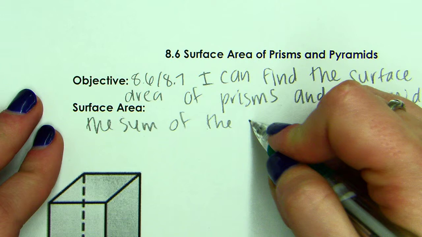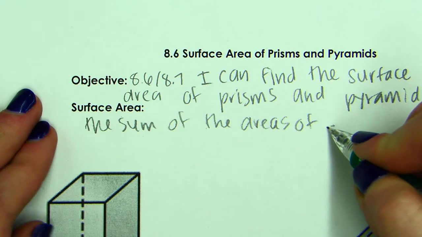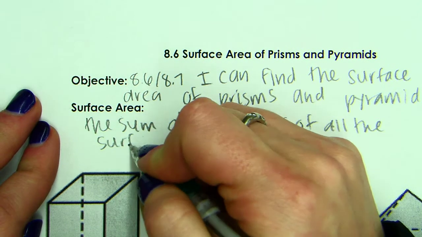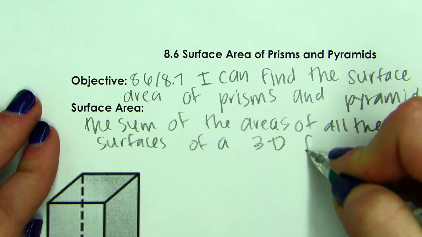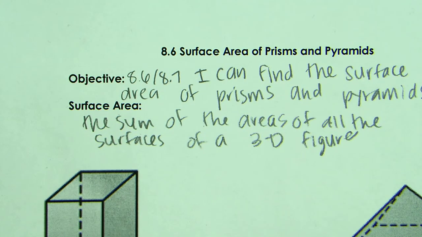of the areas of all the surfaces of a three-dimensional figure. So we're going to find the area of each of the surfaces of these three-dimensional figures, the prisms and pyramids, then we add them all together because sum means we're adding.